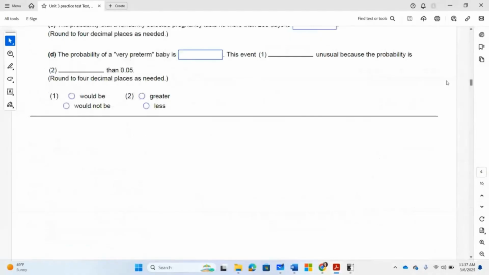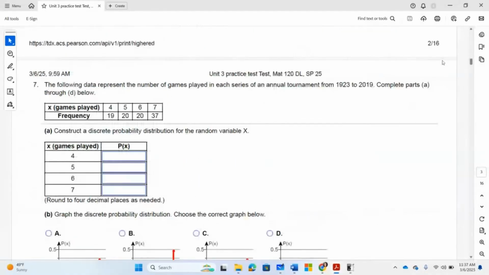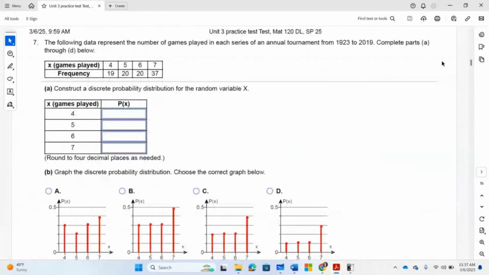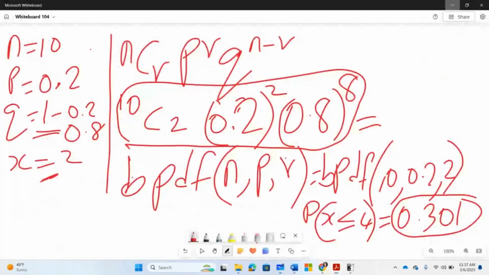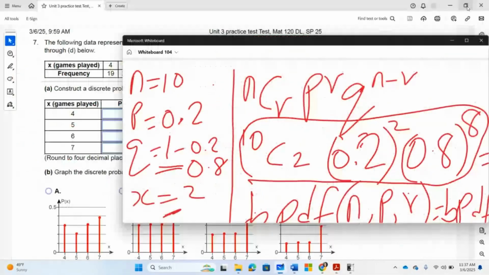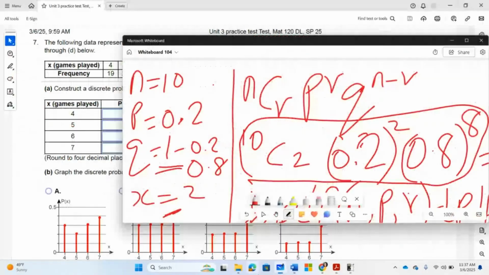Okay, so I'm going to pick one because they actually look alike. So I'm taking number 7. In number 7, they give me a table. So I'm going to clean that up.